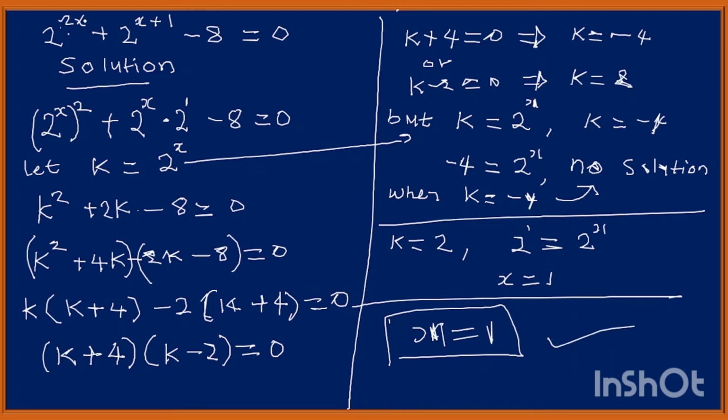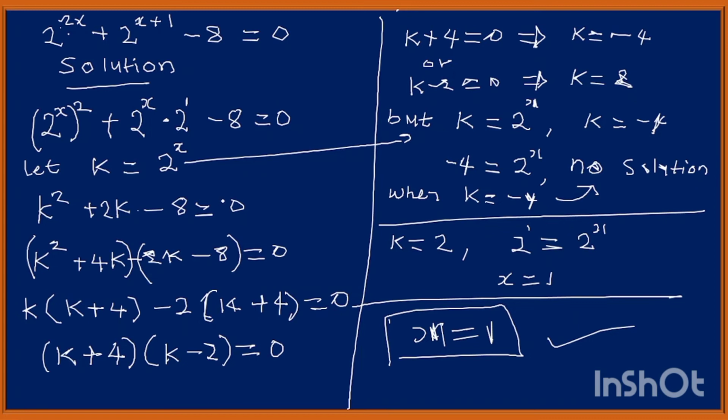So if you put in 1, we have 2 raised to the power 2. We put in 1, we have 2 raised to the power 3. So 2 raised to the power 2 is 4. This is raised to the power 8. So if you do this, 8 minus 8, it will give you 0.